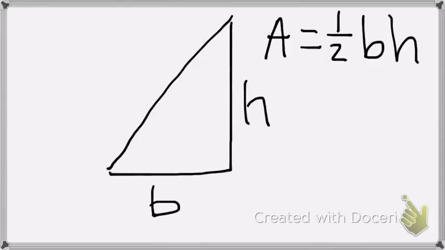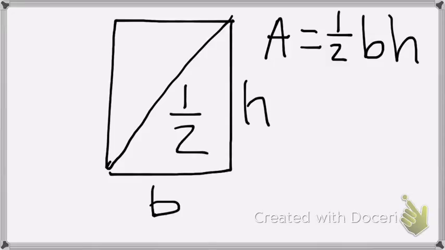So I claim that it's half of the base times the height, though, because if you recall, our rectangle area was our length times our width, or our base times our height. So if I draw in the rest of that rectangle, this triangle is half of this total rectangle. So let's try this out.